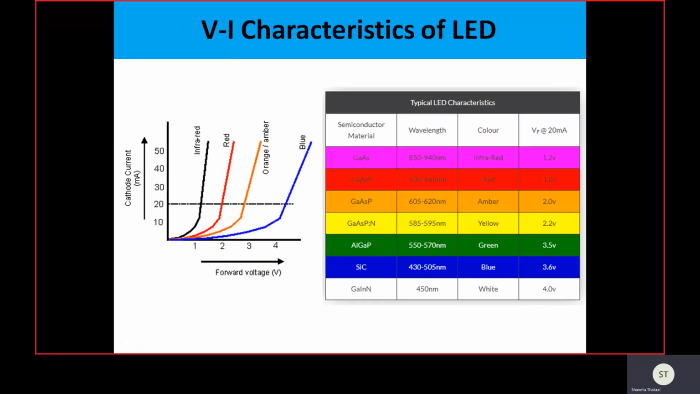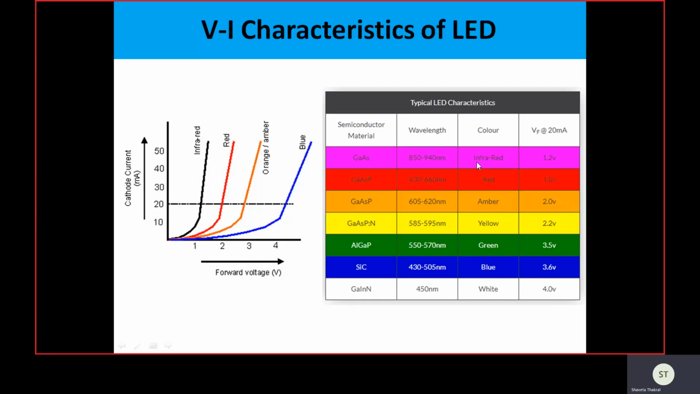Here we can see the VI characteristics of the LED. Here we are applying the forward bias voltage, and here we can see the forward bias current. The LED is going to emit different colors under different operating forward bias voltages, and depending upon the semiconductor material, different colors are produced on different wavelength lines. Here we can see the infrared LED, then the red LED, then the orange LED and the blue LED. They are operated at different voltages.